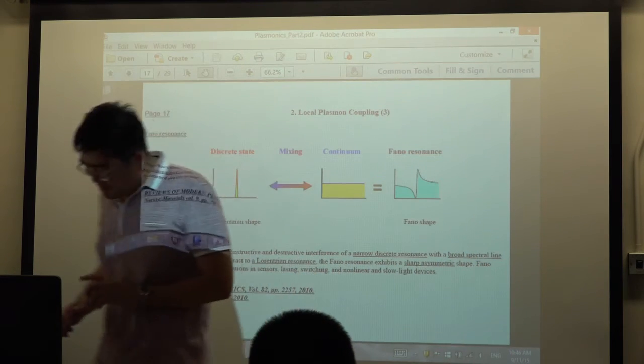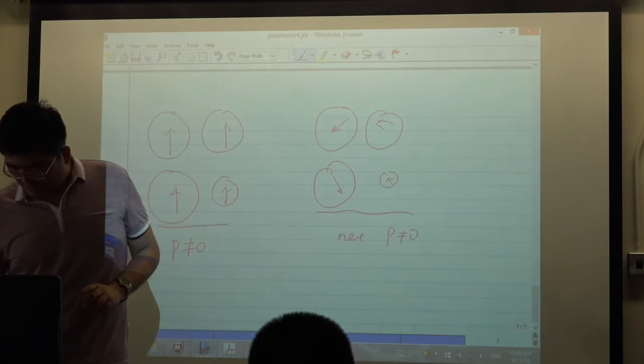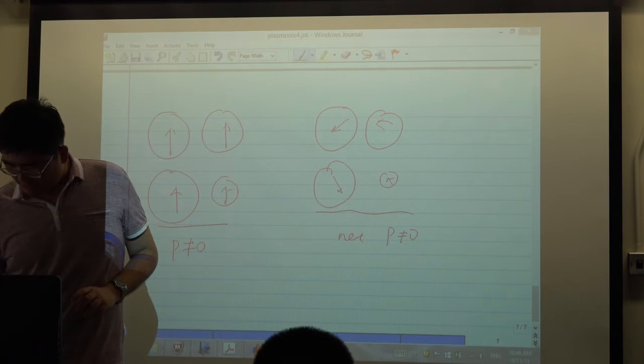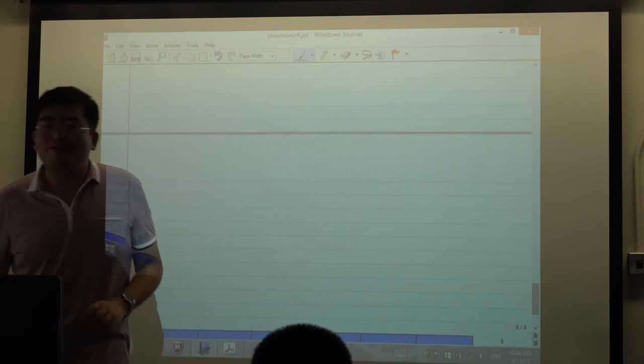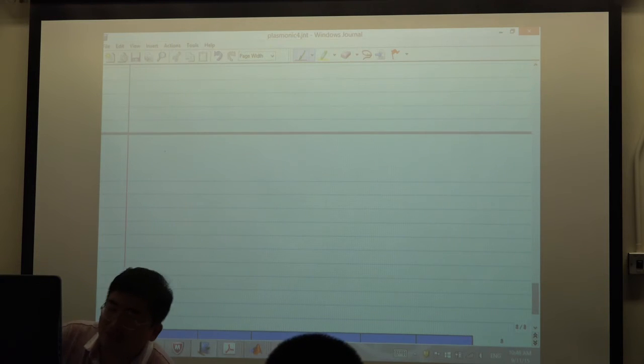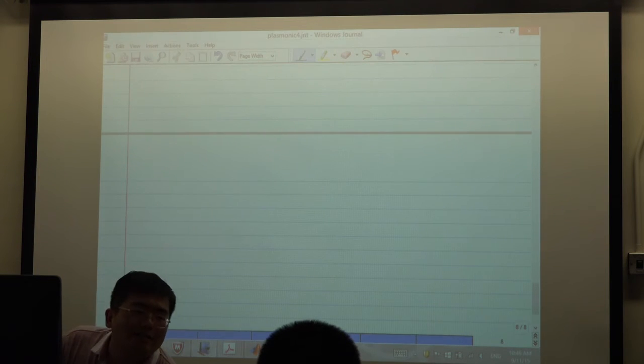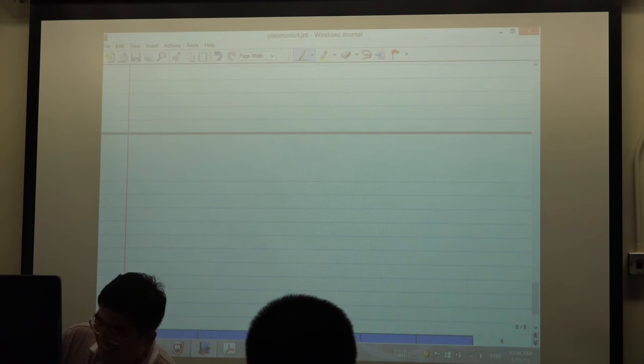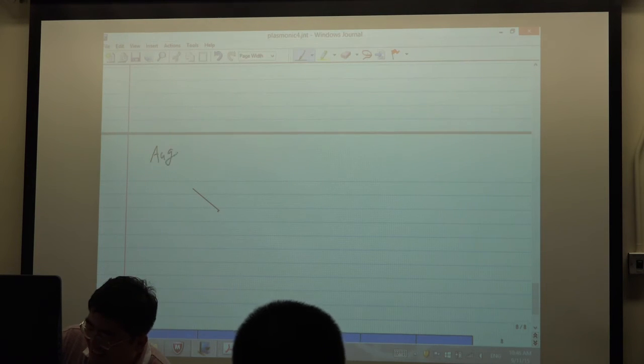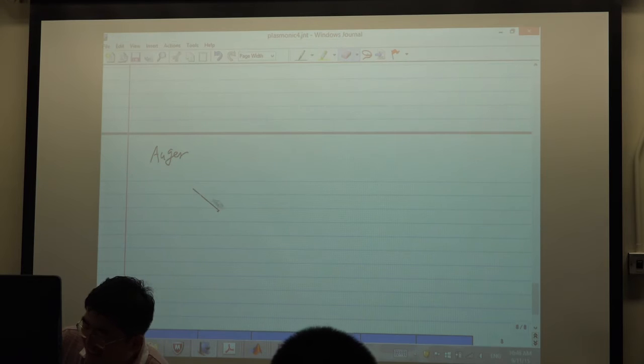Okay. So in semiconductor physics, let me tell you about Auger recombination. Auger recombination is a thermal resonance. We call it Auger recombination. I'm not sure who was the first, the first people to find thermal resonance was Auger.